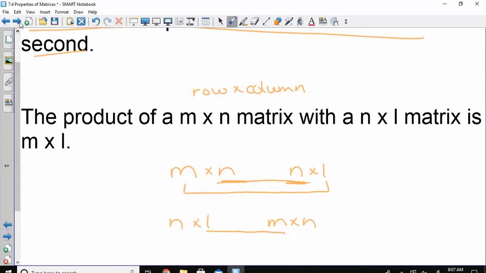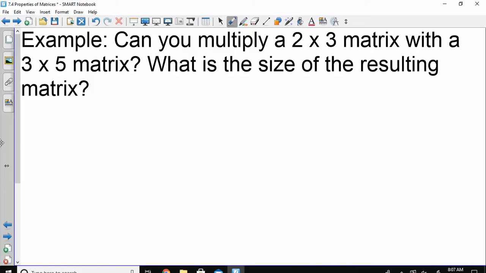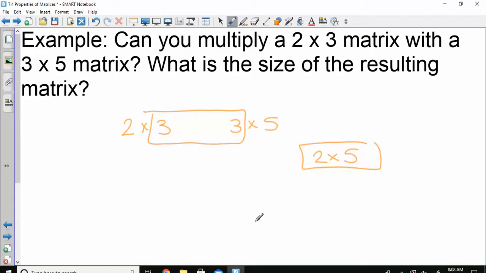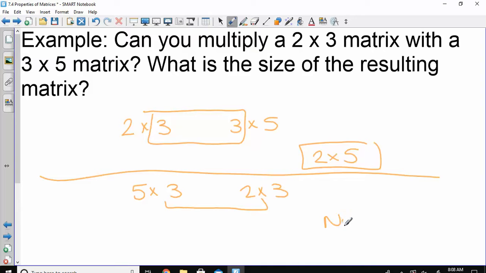So here is just a question along those lines. Can you multiply a 2 by 3 with a 3 by 5? Yes. If you set those up, a 2 by 3 and a 3 by 5, if these numbers match, you can multiply them. What's the size of our answer? A 2 by 5. The outside numbers tell you the size of your final matrix. Could I flip the order? Could I do the 5 by 3 times the 2 by 3? No, these numbers do not match, so that is not possible. You cannot multiply that direction.